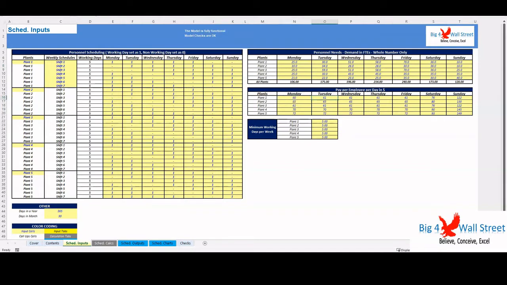After that, the user sets the daily pay per employee for each of the 7 days of the week. The pay per employee per day can be differentiated based on the location of the plant as well as based on the day of employment. For example, Saturdays and Sundays can be increased in comparison with the other days of the week.